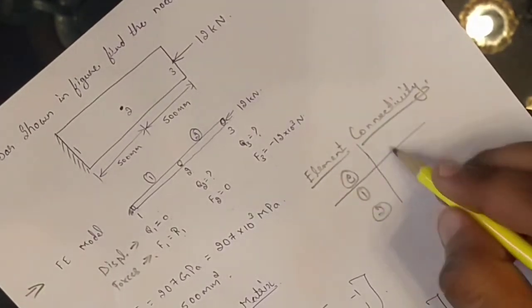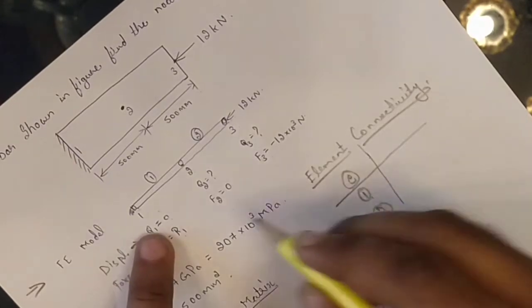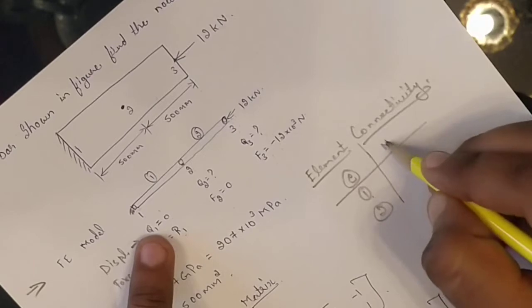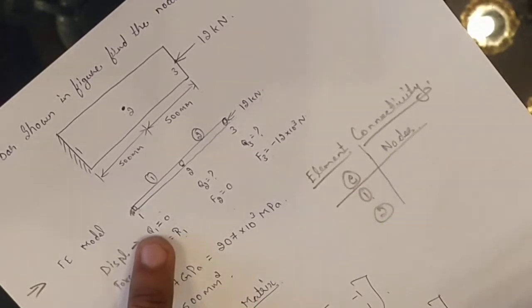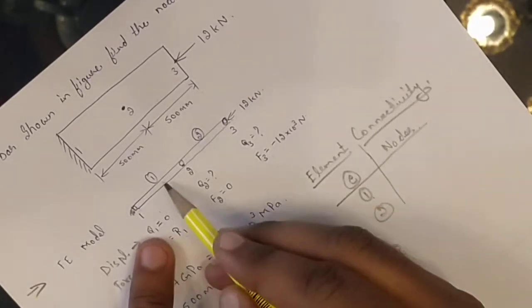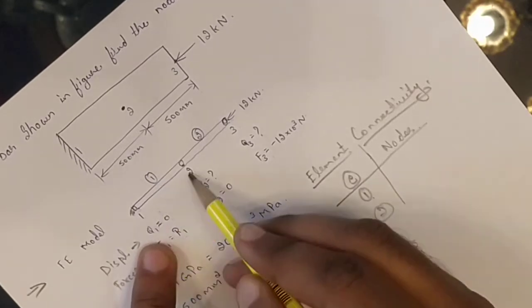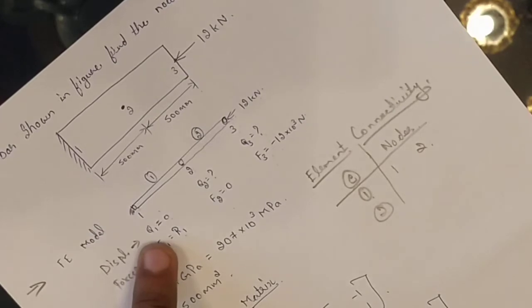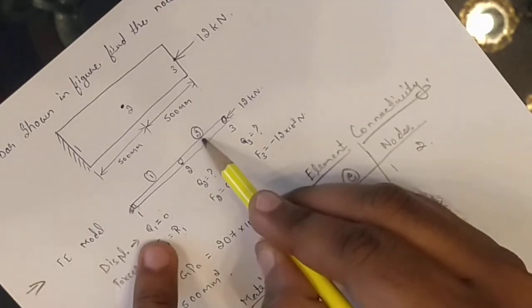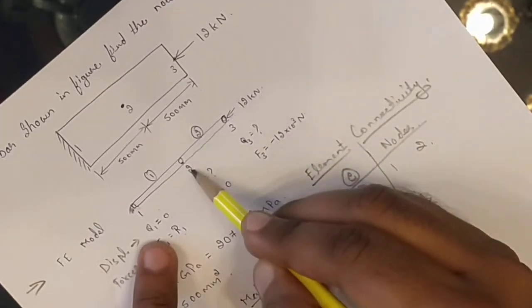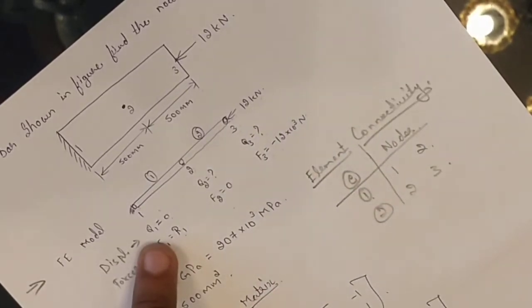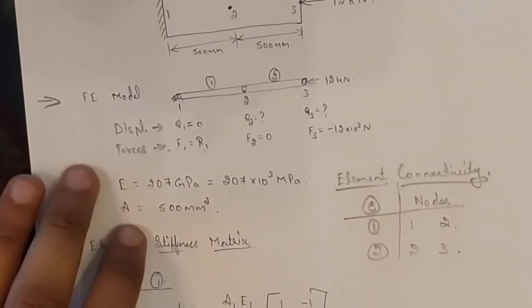So write the connectivity. So first element is connected between the nodes. This is the element and this is the nodes. Okay. So first element is connected between the nodes 1 and 2. So just write 1, 2. Is this clear? And second element is connected between the nodes 2 and 3. Is this clear? Okay, just write the connectivity of the elements, that's all.